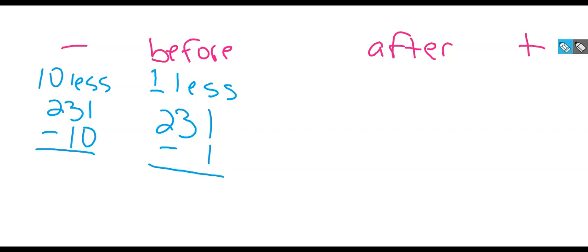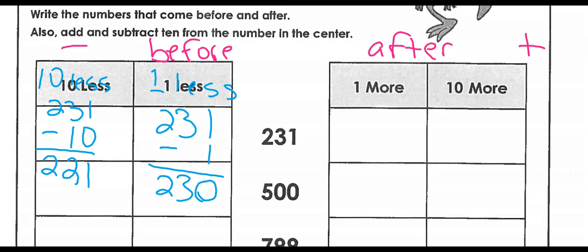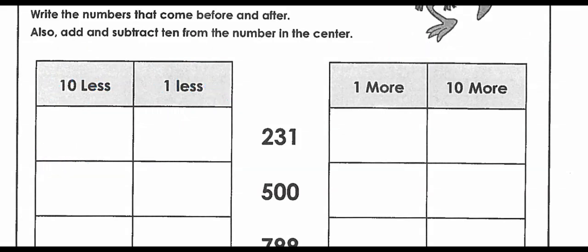Well, 1 minus 1 is 0, 3 minus 0 is 3, 2 minus 0 is 2. And then 1 minus 0 is 1, 3 minus 1 is, you're right, it should be 2, and then 2 minus 0 is 2. Okay, so then I go back to my worksheet, and obviously I'm going to put 230 here, and then 221 here.